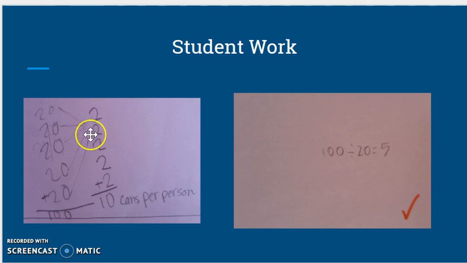So if she would have done 1 plus 1 plus 1 plus 1, she would have gotten 5 cans per person. But she made a mistake and she put 2 cans. So that's why she got an answer of 10. The other student just wrote the simple division equation. So he did 100 total cans divided by 20 people, which is 5.